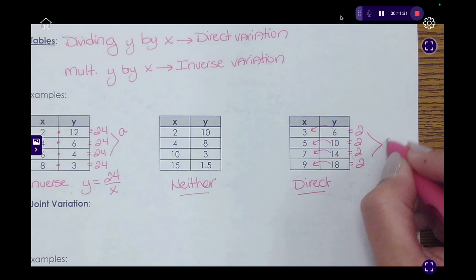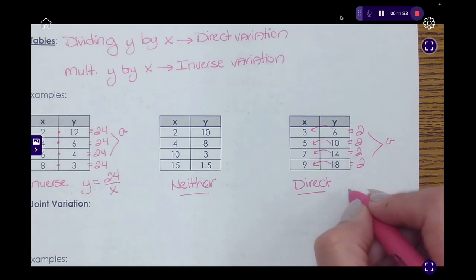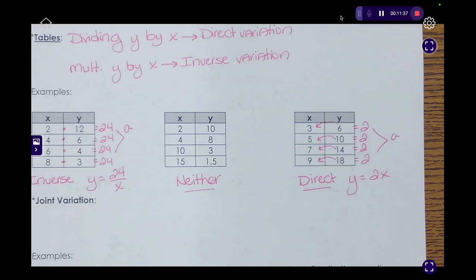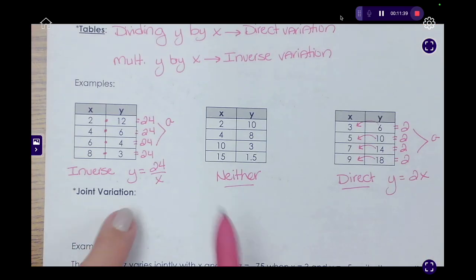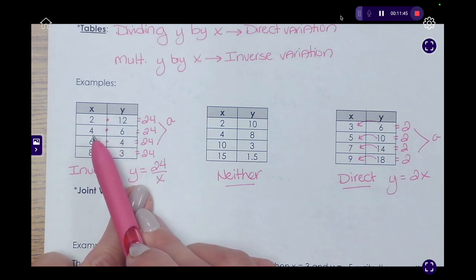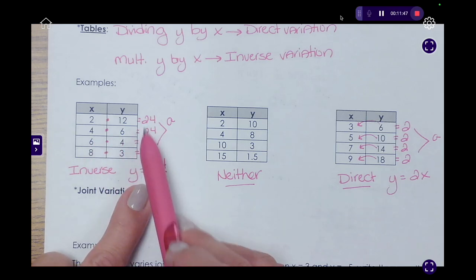All right, and again, this is my a value. So if I'm writing the equation, this would be y equals 2x. So realize it might look a little weird, because when I write my inverse variation, it's a division. It's 24 divided by x. But what I said is in your table, you're multiplying and it equals the same.